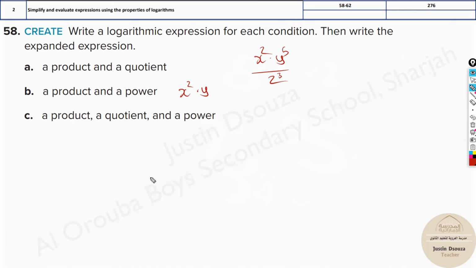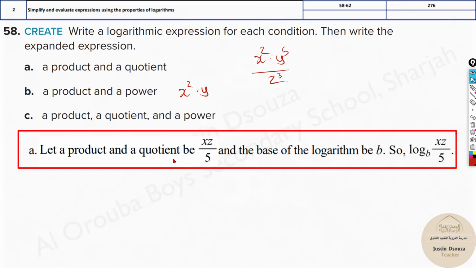Okay, this is an example. I have to just take random examples, and then I have to use the properties. We will just look over here at which sort of examples are taken. Product, you can see the product is xy and divided by the quotient, taken as 5. Now we take it in terms of log, right, because it's all about logarithmic expressions. So log base b of xy by 5.